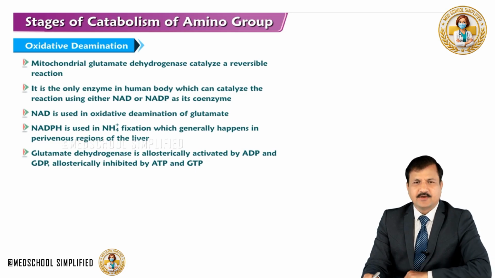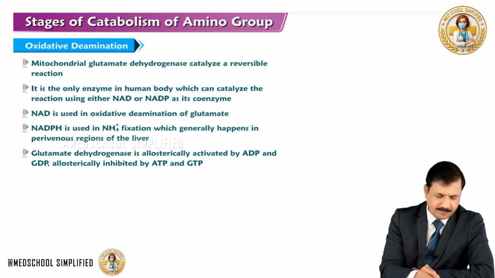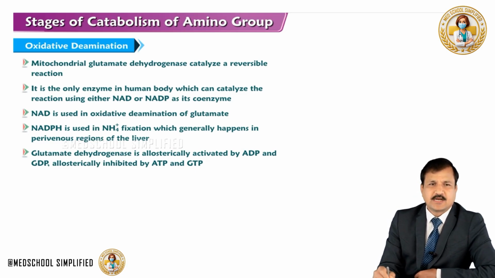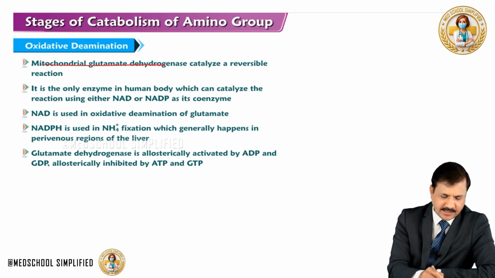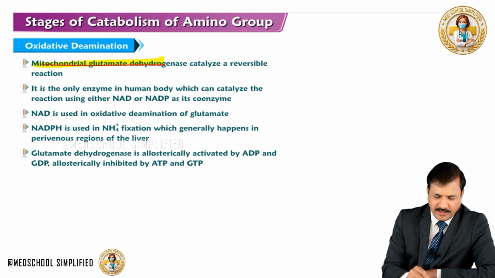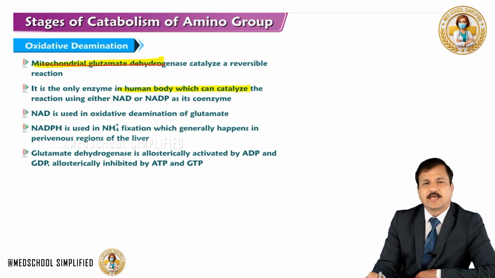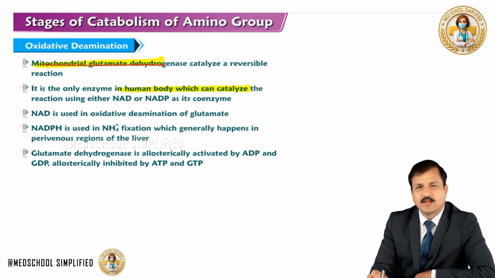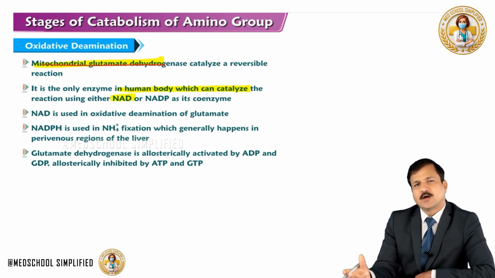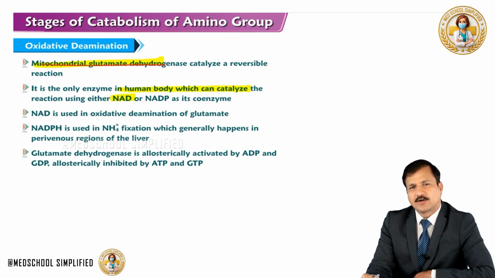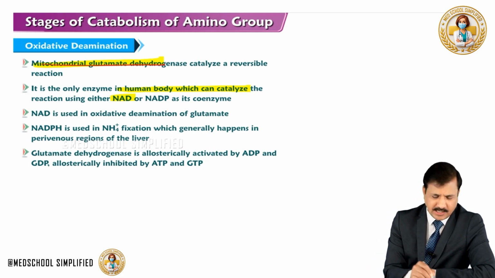So, all the points that I was saying in the previous slide, just to recap: here is the mitochondrial glutamate dehydrogenase enzyme catalyzing the reversible reaction, where it is the only human enzyme in the body that can use both NAD and NADP as coenzymes. Only thing is, we have to look at the direction of the reaction. Going from breakdown of glutamate into α-ketoglutarate and releasing ammonium ion, NAD is preferred. Going from fixation of ammonium ion to α-ketoglutarate, NADP is preferred. Make sure you remember that. So that's what I have written here.